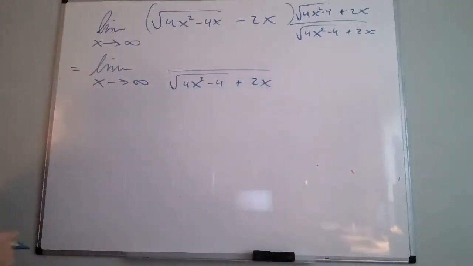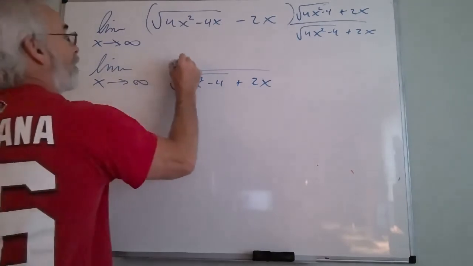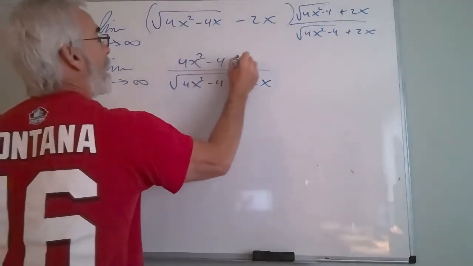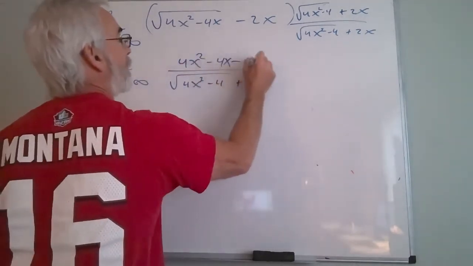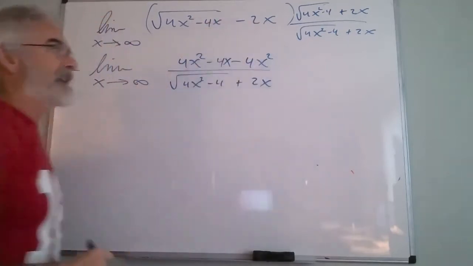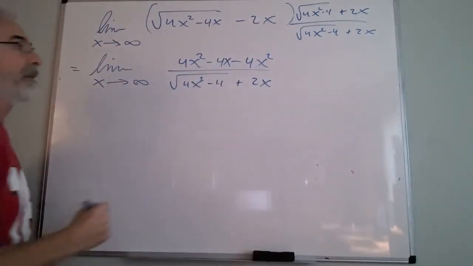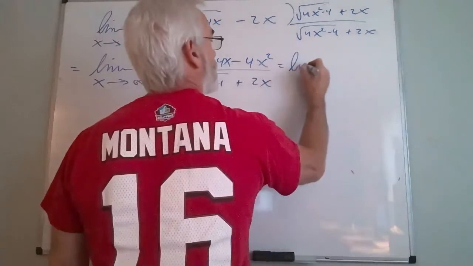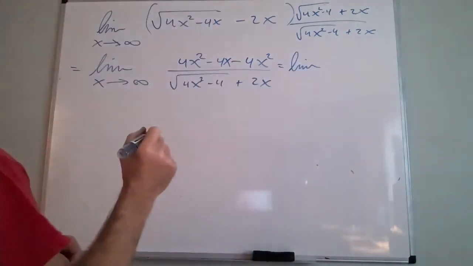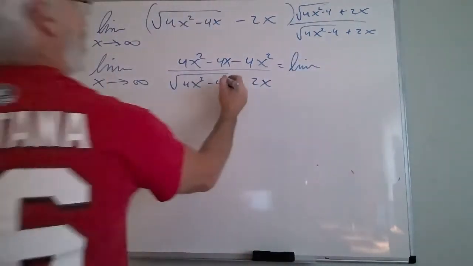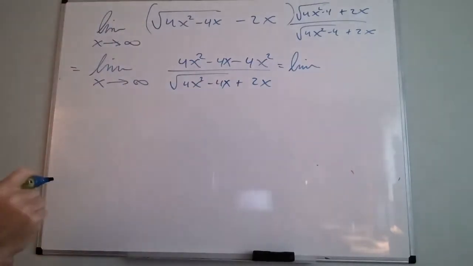Now, my numerator is going to be 4x squared minus 4, or sorry, minus 4x minus 4x squared. A minus B times A plus B is A squared minus B squared. So this. Should you have an extra X on your bottom in the root there? Oh, thank you. I don't want to write that.